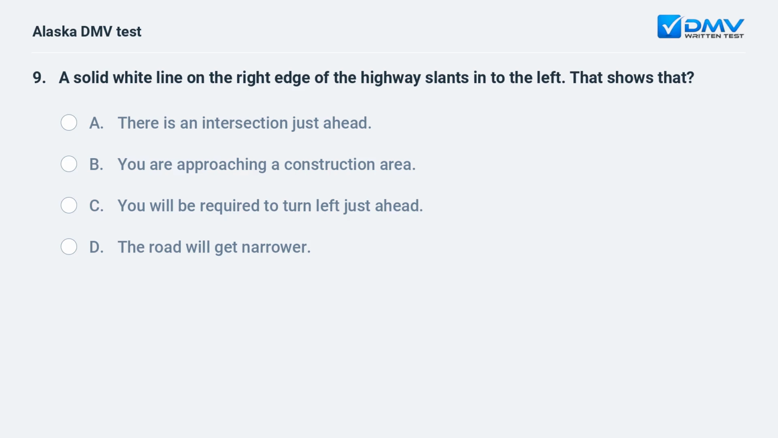A solid white line on the right edge of the highway slants in to the left. That shows that a. There is an intersection just ahead. b. You are approaching a construction area. c. You will be required to turn left just ahead. d. The road will get narrower.